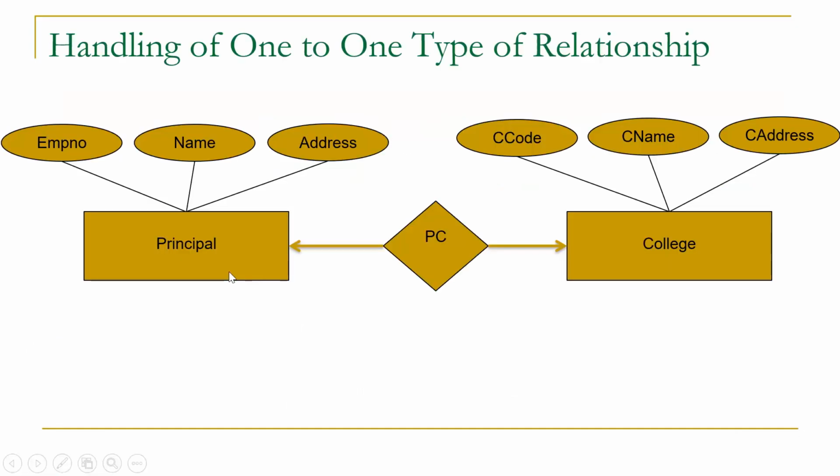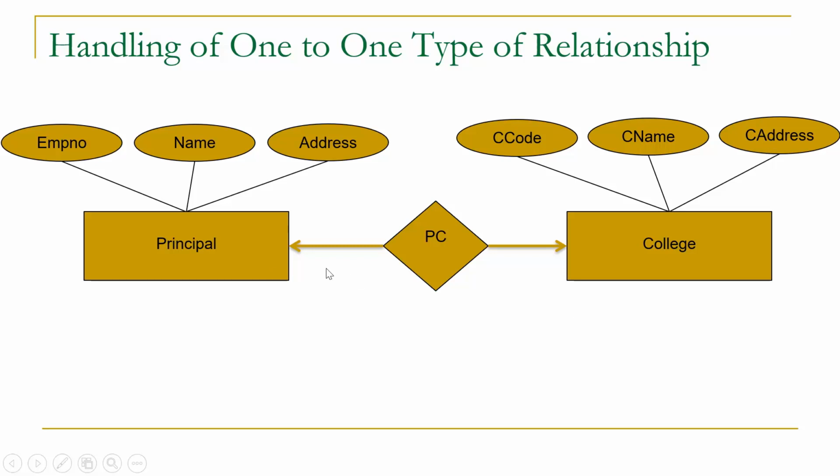Let us consider this ER diagram. This ER diagram has two entity sets. One is principal and another is college. Principal entity set has three attributes, and the names of these attributes are imp number, name and address, which store the details about the principal. College entity set also has three attributes, and the names are college code, college name and college address. Here it is represented as C code, C name and C address.